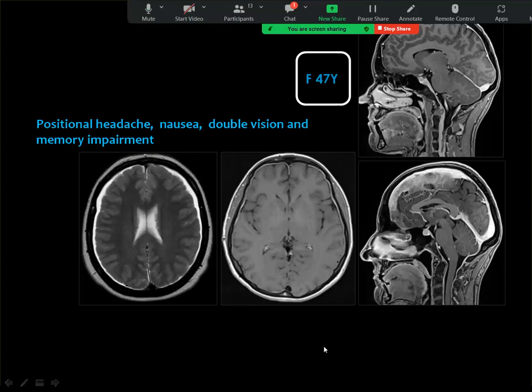Since you see only meningitis and you do not see any other suggestive criteria. This patient is a female patient, 47 years old. She has positional headache, nausea, double vision, and memory impairment. This is the T2 weighted image, and this is T1 post contrast, and this is also T1 post contrast. And this is just to compare the normal appearance with the pathologic appearance.